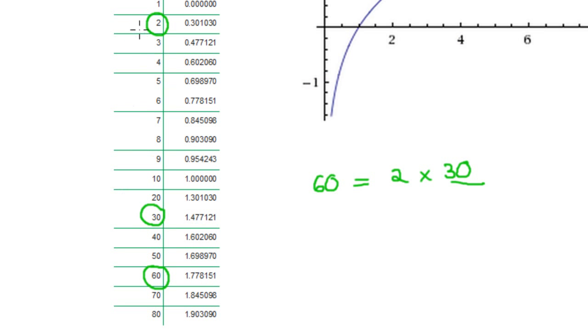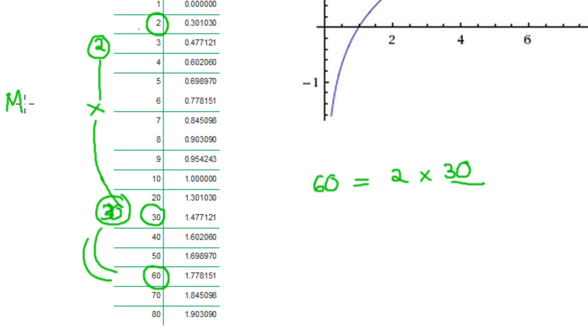Now here what happens? This 2 multiplied by this 30 gives you the answer 60. So on this side, this is a multiplication.